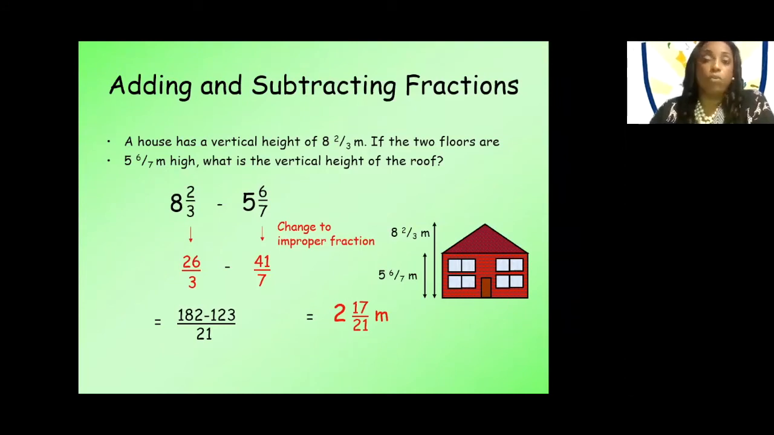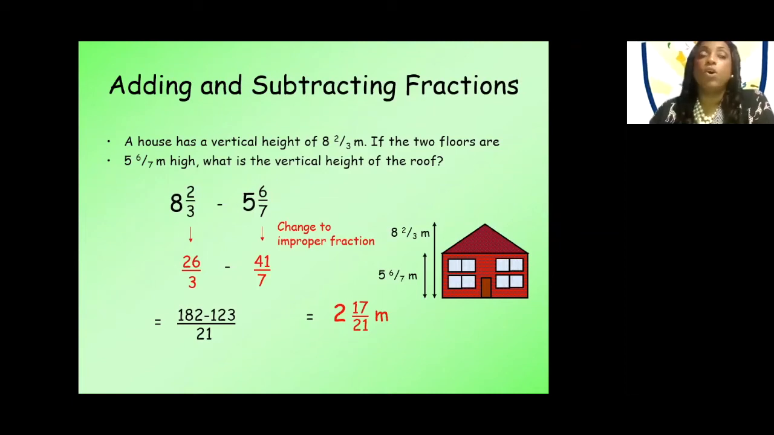Watch your signs now, because I know my students tend to sometimes want to add everything. Everything is addition. In this case, we are going to subtract. So now you want to work on the second part of that fraction, which is, again, also a mixed fraction or a mixed number. What do we do?